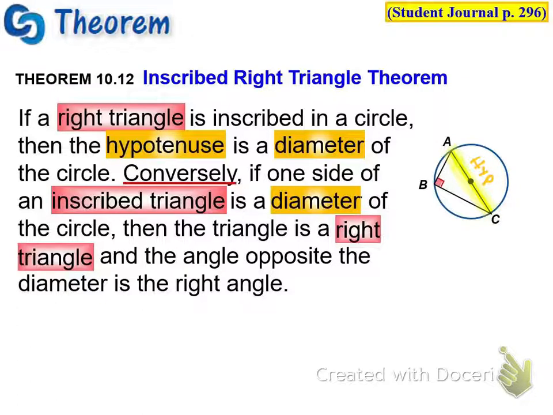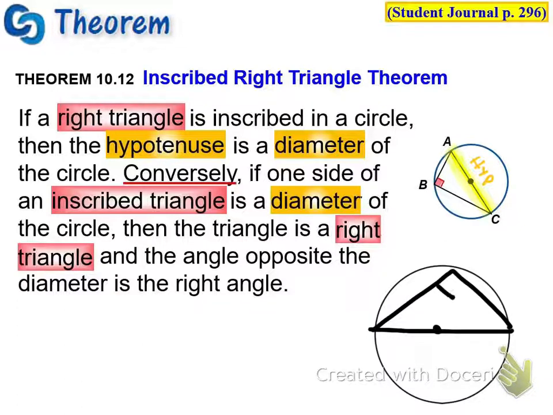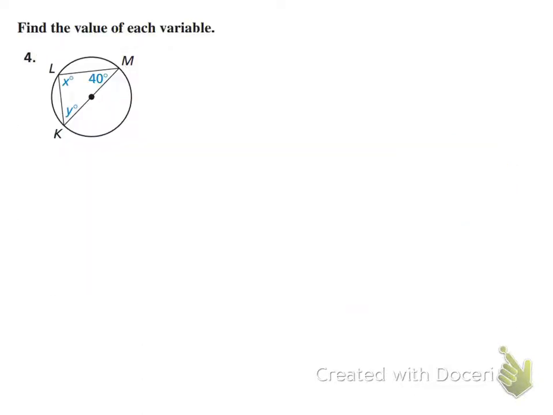And then where's the right angle always going to be? Across from that. So it won't always be drawn for you. You're going to have to find it yourself. But essentially, you're looking for one of the sides to be the diameter. And that would mean the angle across from it will be a right angle. So, number 4, find the value of each variable. One of the sides is the diameter, so you can go ahead and label it as the hypotenuse.